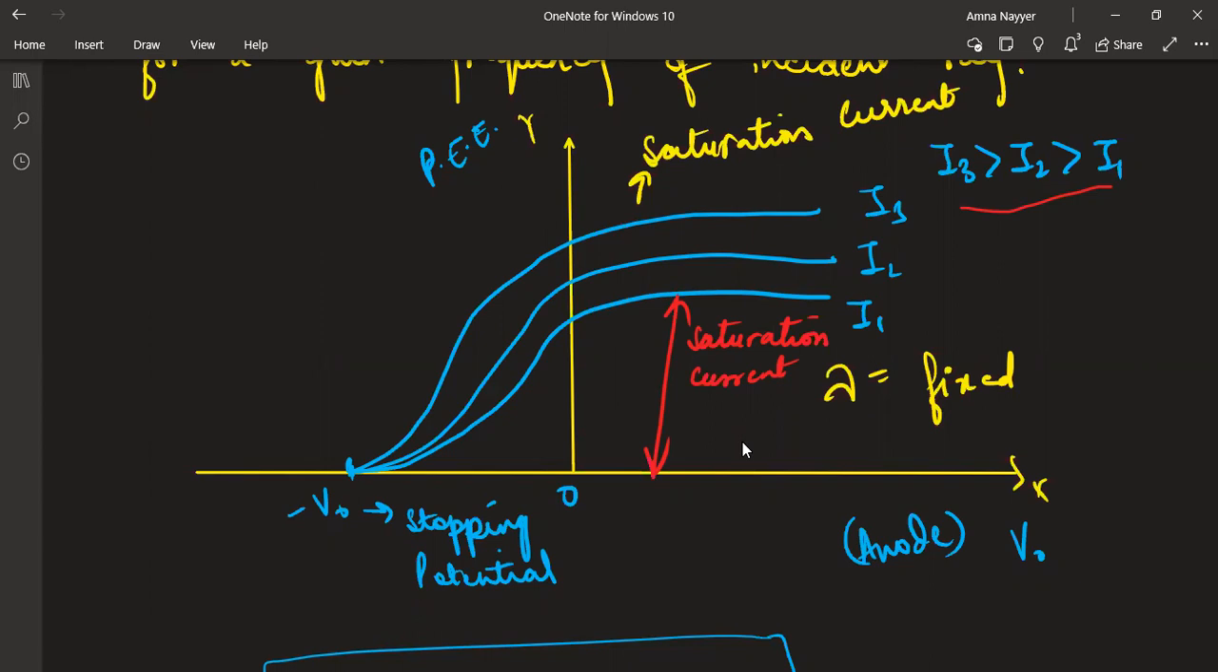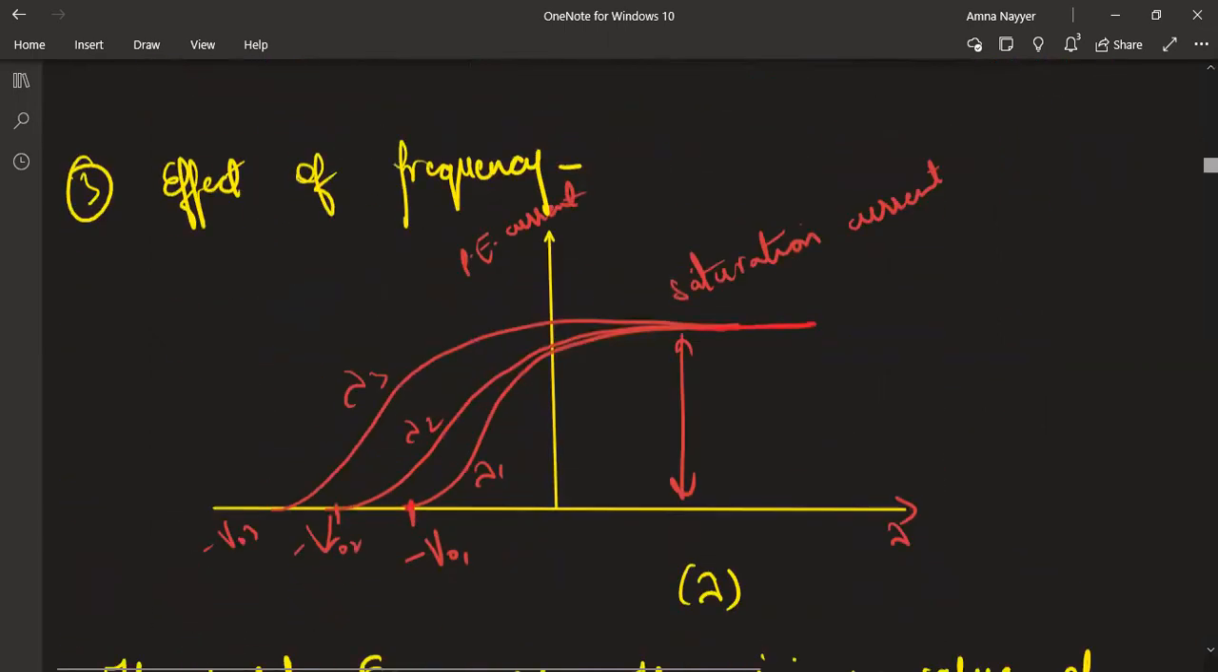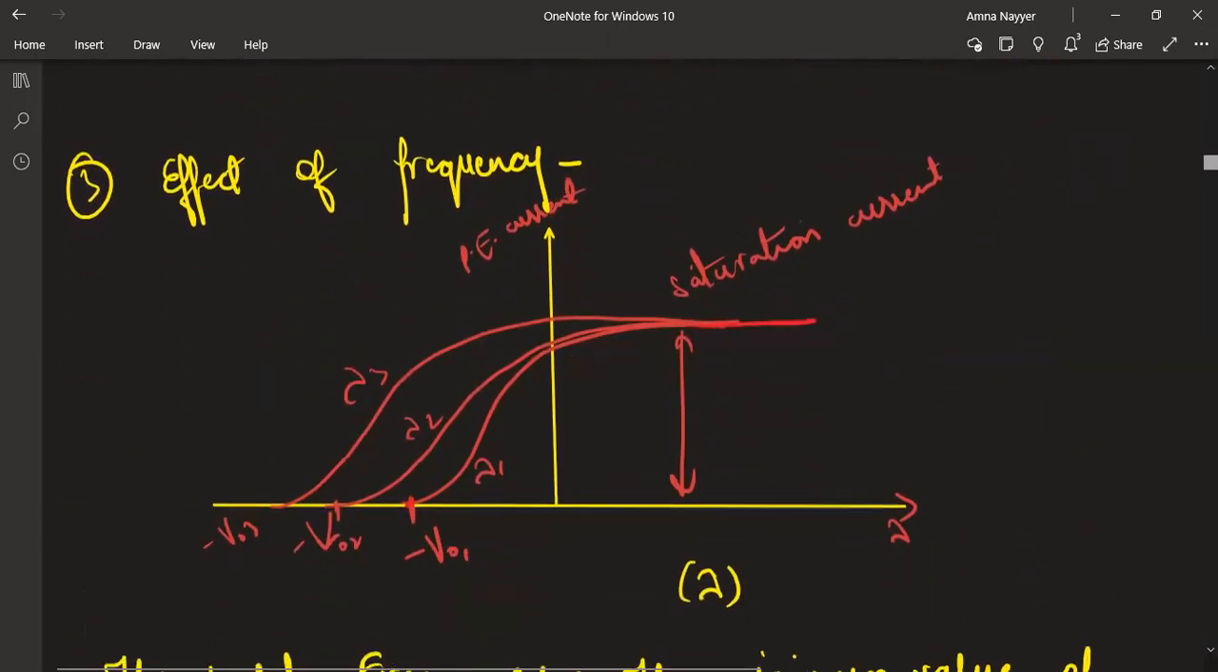See, if on the contrary you keep intensity fixed and change frequency, this is the graph that you get. You're not changing intensity; intensity is kept fixed here.